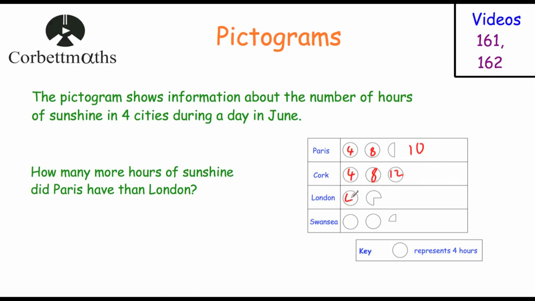London, so you've got 4 and then another 3, so that's 7 altogether there. And then you've got Swansea, and you've got 4, 8, and then another 1, so that's 9 altogether there. And the question says, how many more hours of sunshine did Paris have than London? So Paris had 10 and London had 7. To find out how many more hours of sunshine, we just need to take those away to find the difference. 10 take away 7 is 3. So the answer would be 3 hours.